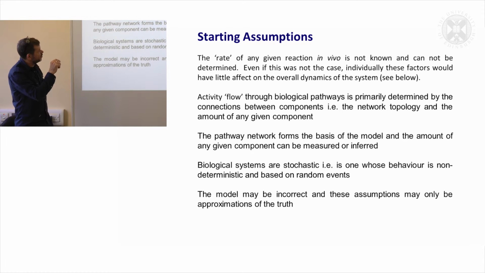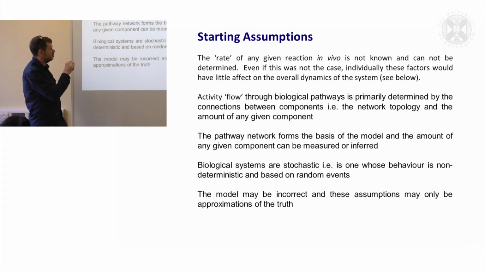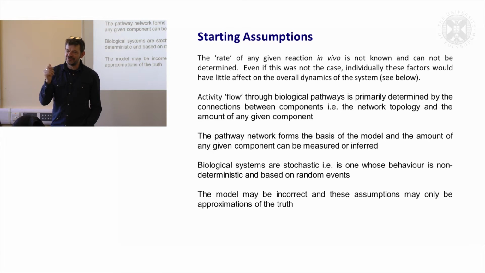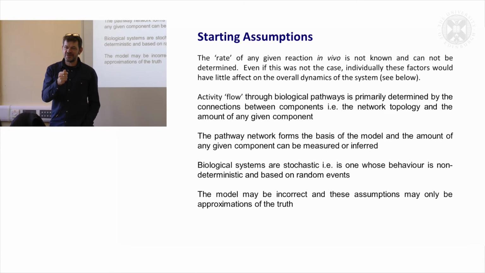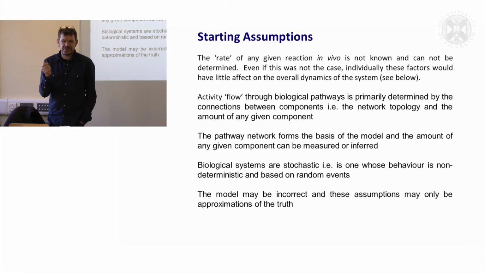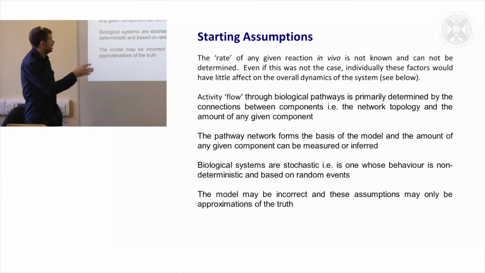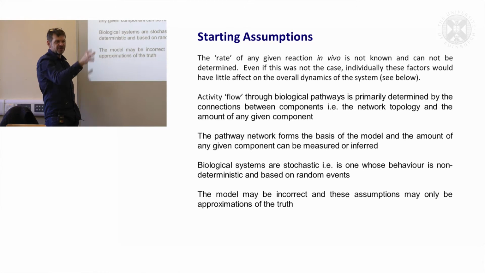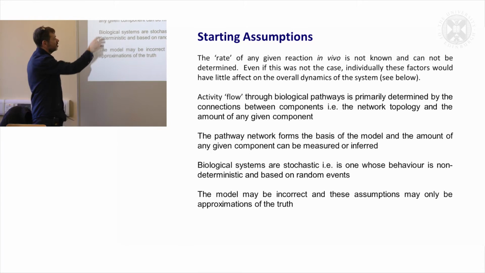The pathway network forms the basis of the model, and the amount of any given component can be measured or inferred. We can measure things quite easily, as we've seen with transcriptomics. We can measure the amount of a gene very accurately in many cases, and that is information that we might be able to feed into such a model. We can do proteomics, we can measure proteins. In this way, it is a lot easier, and on a genome-wide scale, to measure the amounts of things. It's a lot harder to measure the activity of things.